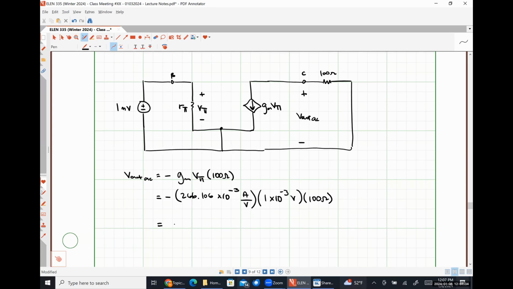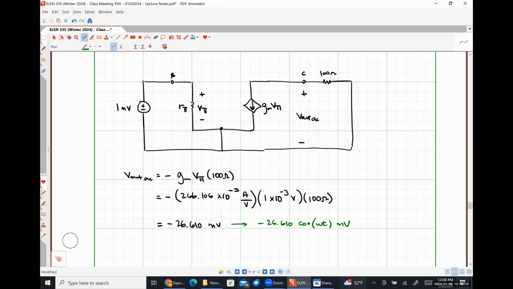Winds up giving me negative 26.610 millivolts, and then in a different color here, I'm going to say that this is actually negative 26.610 cosine omega t millivolts. Right, putting the cosine omega t bit back in because we threw it away arbitrarily. We might as well just add it back in arbitrarily. All right.